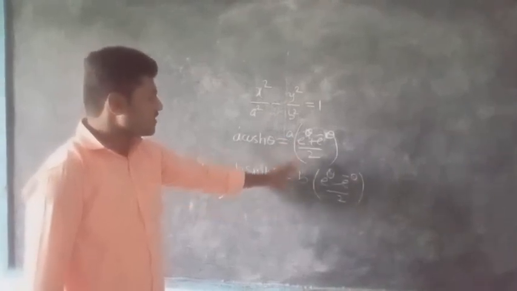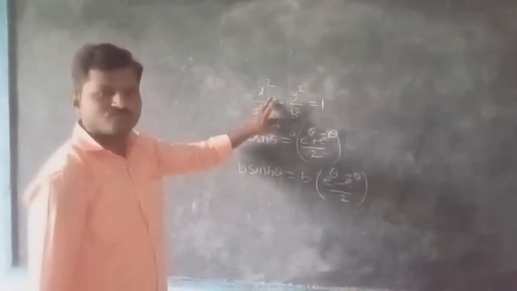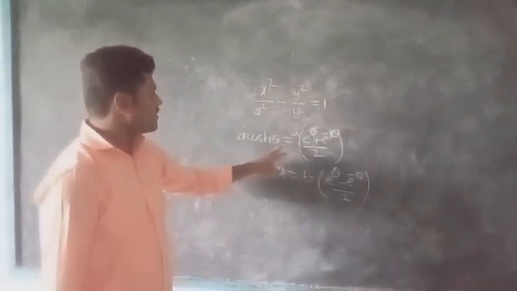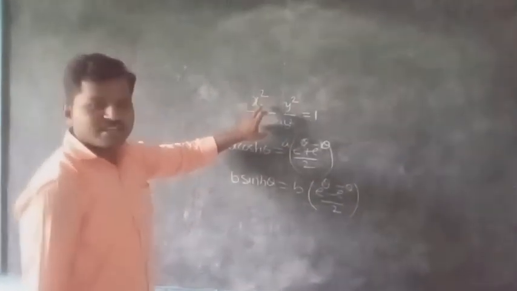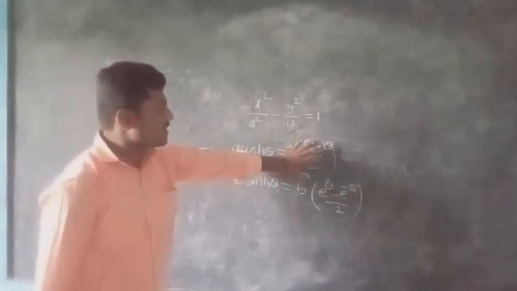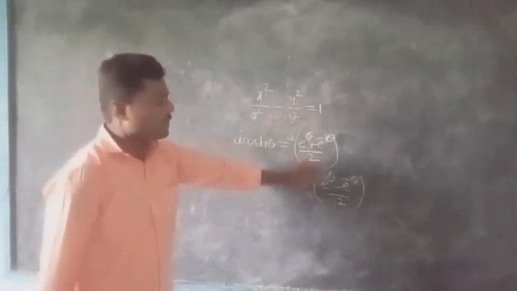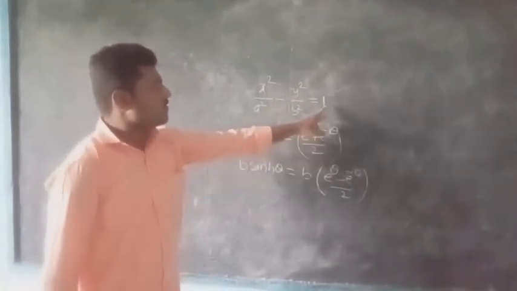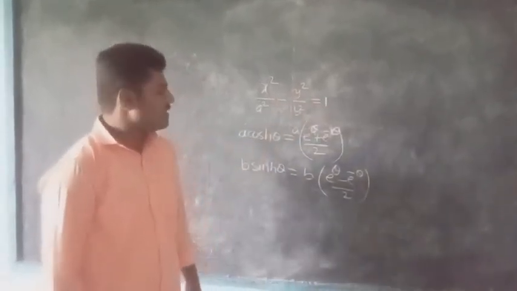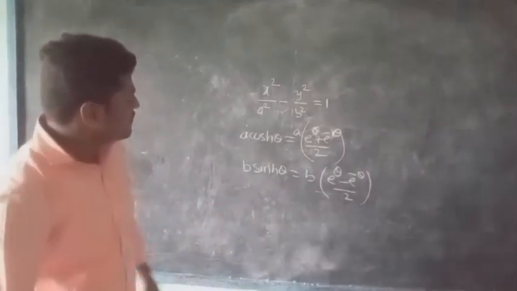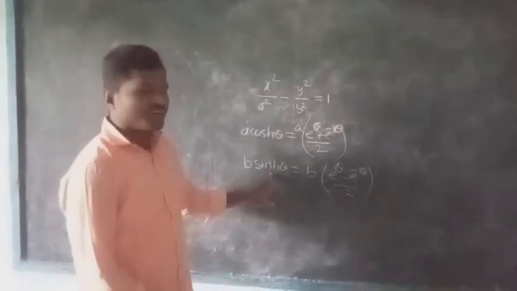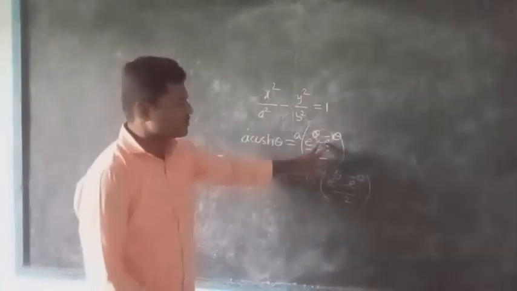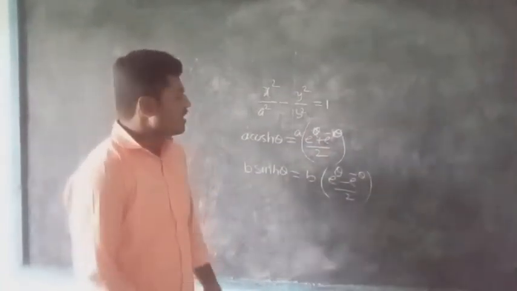Okay, if you substitute these two values here, you will get 1. In place of x, you have to substitute this one, and in place of y, you have to substitute this one. If you substitute these, you will finally get 1. So the hyperbolic sine function and hyperbolic cos function are in the form of these two. Okay, that we discussed now.